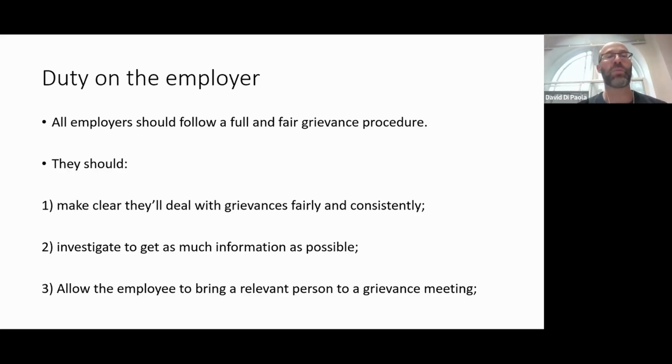Unfortunately, it's not a case of the problem going away, or the disciplinary issue just disappearing if you don't deal with it. Always try and deal with it as quickly as you can. So, here are some more fundamental points.